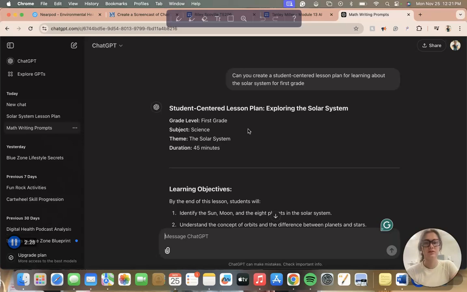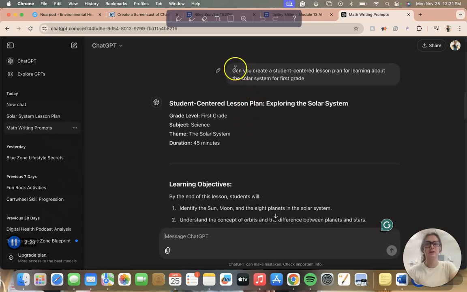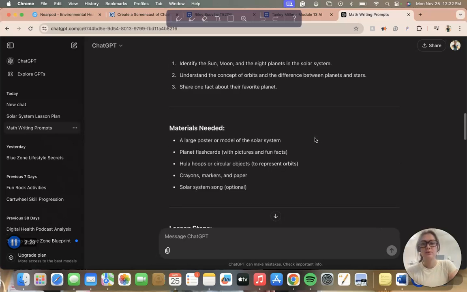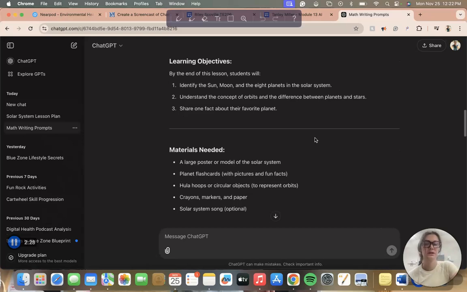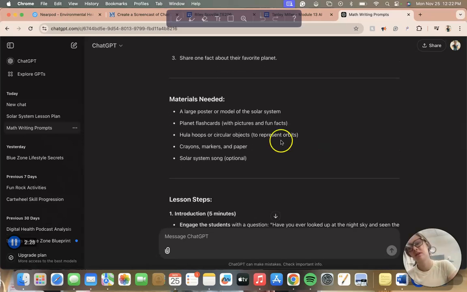For the student-centered lesson, I had it write a solar system based one for first grade again. And this one kind of set me back a little bit because it gives you 3 different objectives. And yes, they're very short and simple, but as a teacher, you should be able to manipulate those to your classroom needs. And then it says which kind of materials you want.